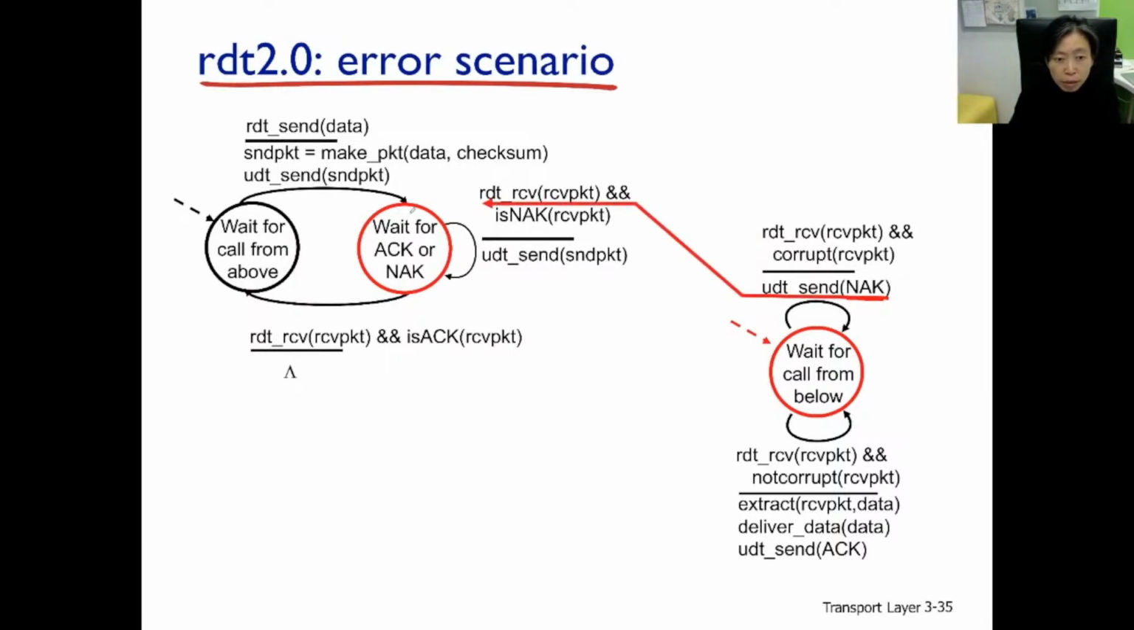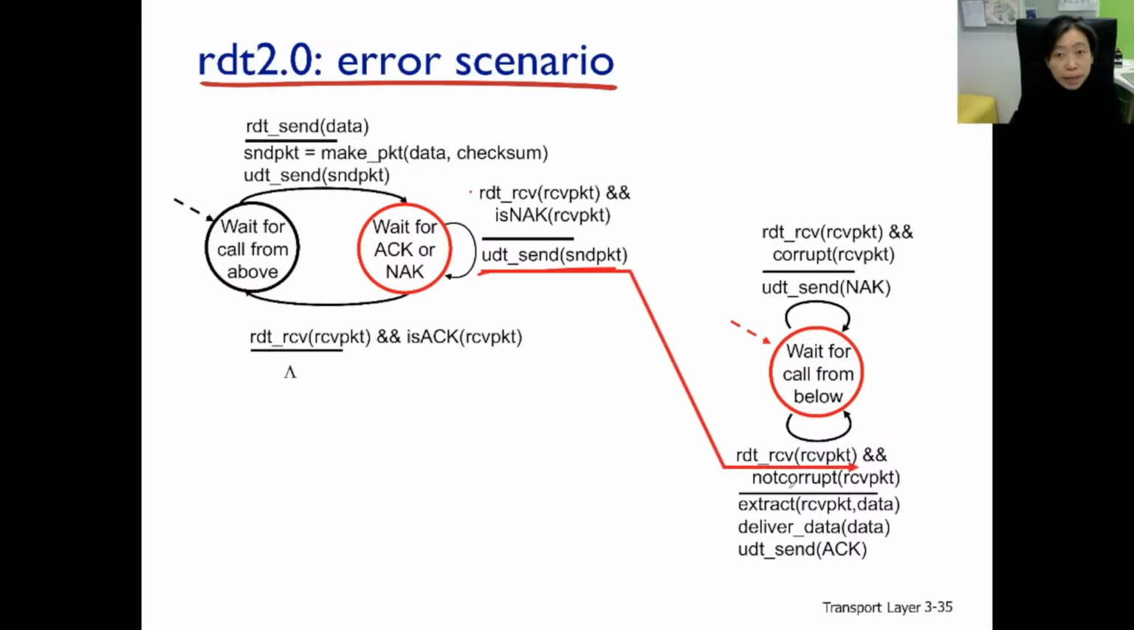So the sender, waiting in the wait for ACK or NAK state, then gets a call from below. It checks and finds that it's a NAK, not the ACK. Therefore, this transition matches and is triggered, and this action is taken. So UDT send packet is what? A retransmission of the send packet generated earlier. And the sender stays in the wait for ACK or NAK state. So this is taken and the packet is sent again.